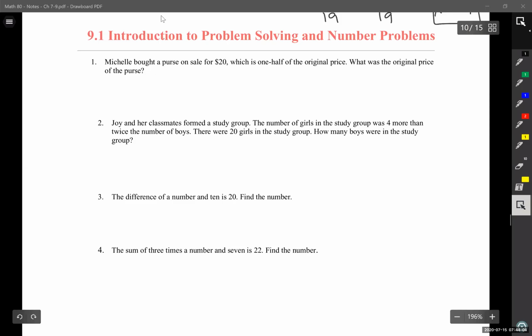So I'm going to get the notes up. We are starting with 9.1. And so 9.1 is Introduction to Problem Solving and Number Problems. And so this is a word problem section.